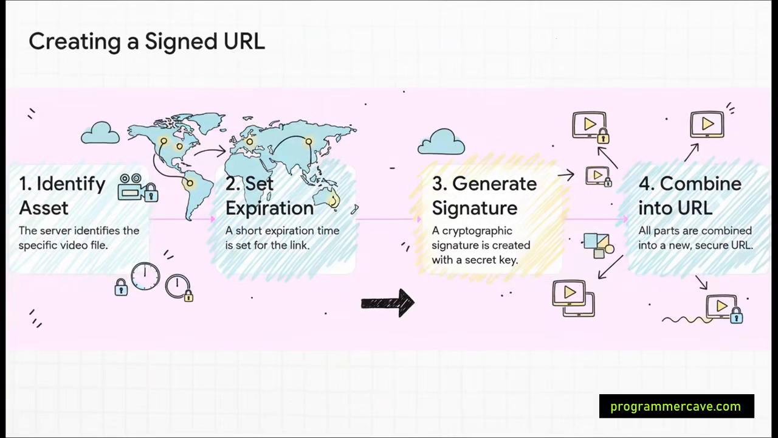Well, first, the backend server identifies which video file you're asking for. Step 2, it sets a very short expiration time. We're talking maybe just a few minutes. Step 3, using a secret key that only it knows, it generates a unique digital signature. And finally, it bundles all of that, the file path, the expiration time, and the signature, into a brand new, super long URL that it gives to your video player. That's how you get your ticket.